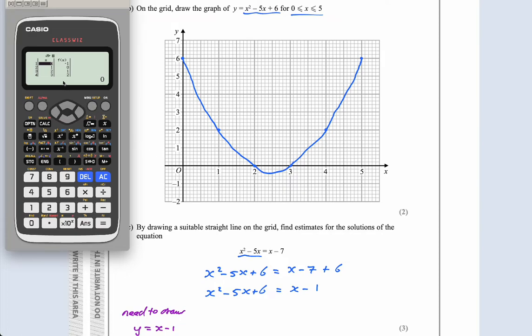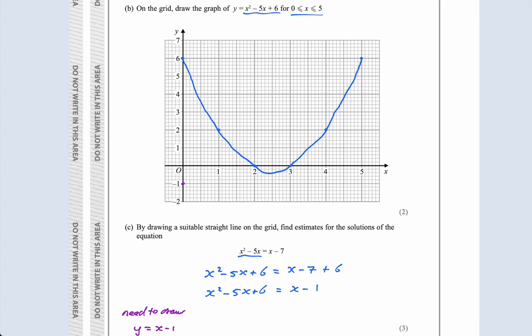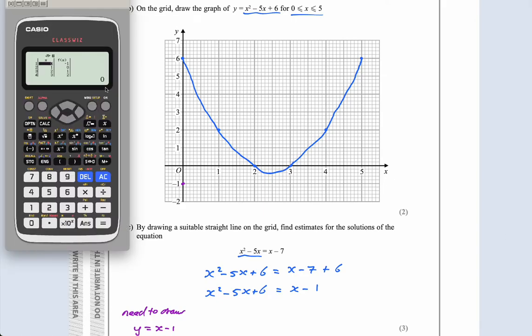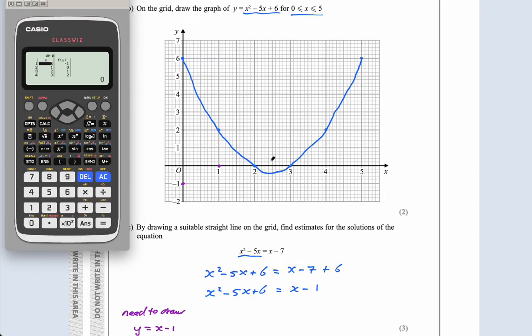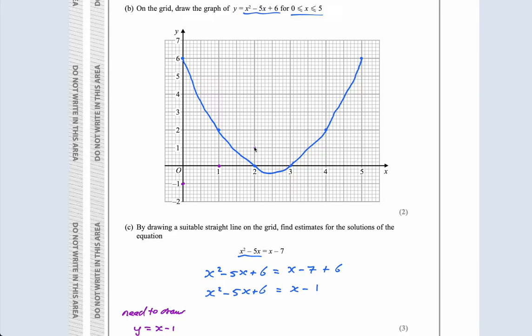And then I go 0 minus 1, which is negative 1. 1 minus 1 is 0. 2 minus 1 is 1. But because it's a straight line, guys, I actually only need 2 points. So it will go through these points like this.